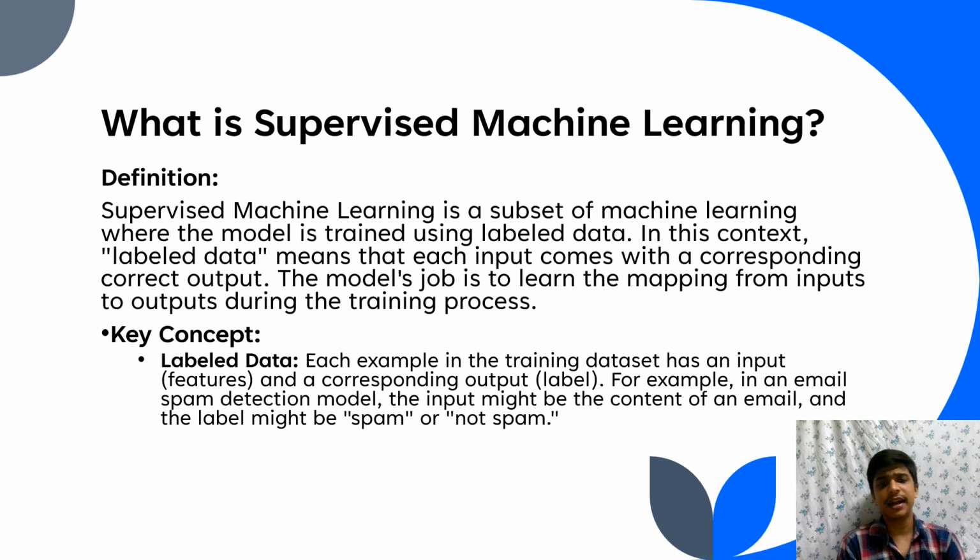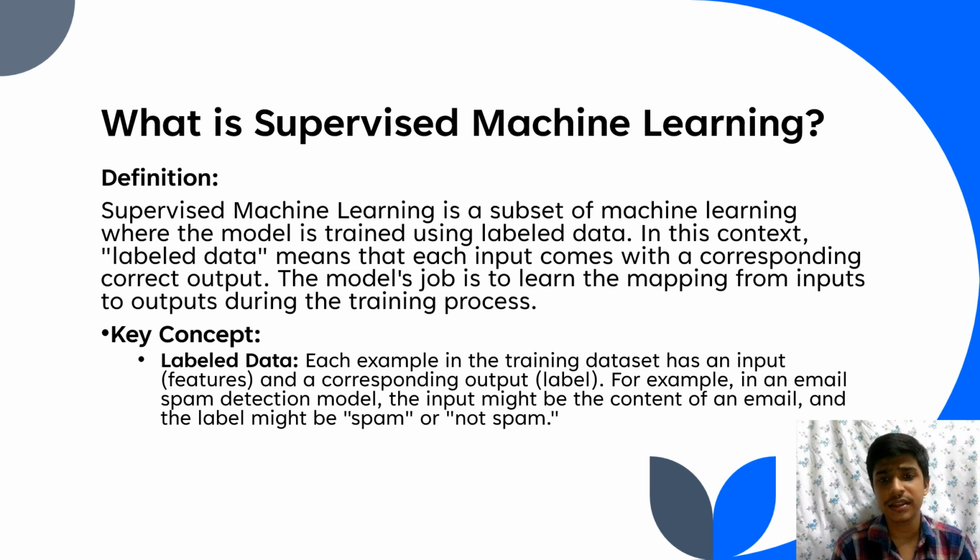Labeled data means that each example in the training dataset has an input and a corresponding output. For example, in an email spam detection model, the input might be the content of an email, and the label might be spam or not spam. So this is an example of this concept. Another example is house price prediction. This is an example of labeled data.